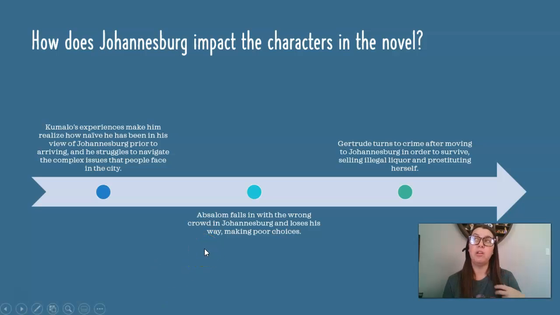Absalom, for instance, falls in with the wrong crowd in Johannesburg, and he really loses his way there and makes some really poor choices. Gertrude as well turns to crime after moving to Johannesburg in order to survive, selling illegal liquor and prostituting herself. So we see how the setting, being in this city, really impacts and drives the direction of the characters in the novel. I've just given you three very specific examples of how Johannesburg has impacted the characters and therefore impacts the plot of the entire novel.